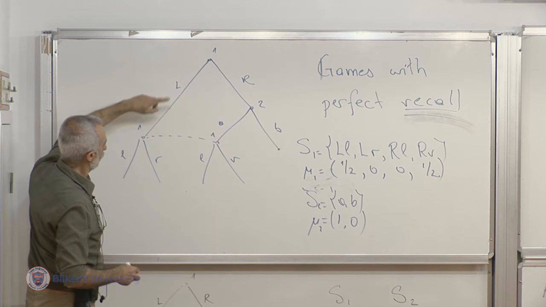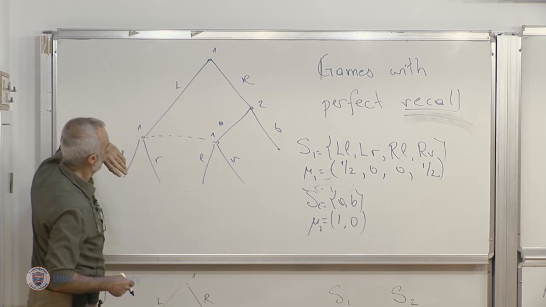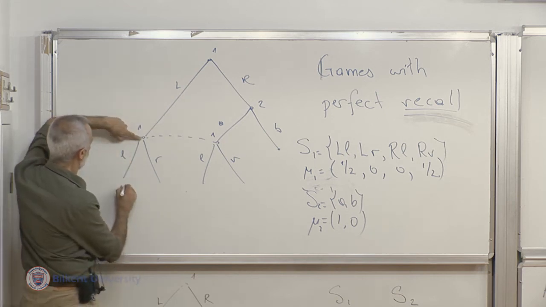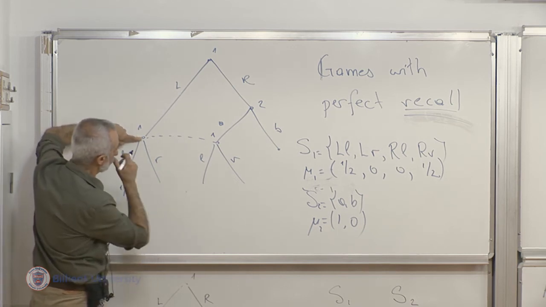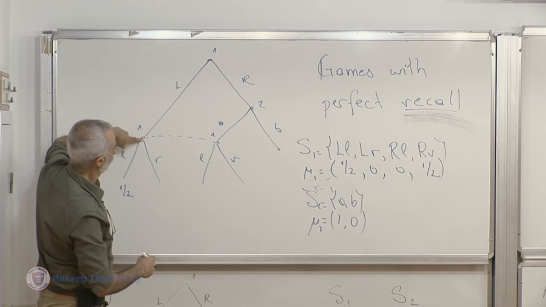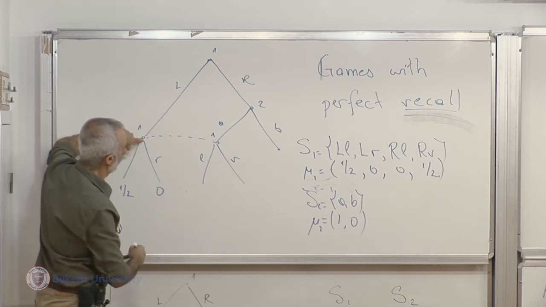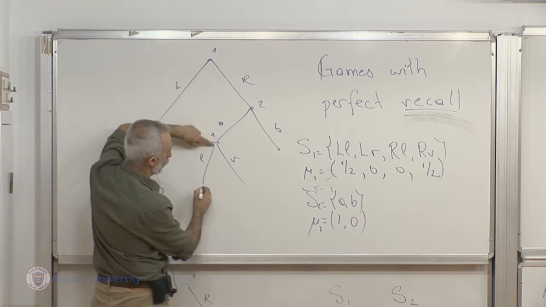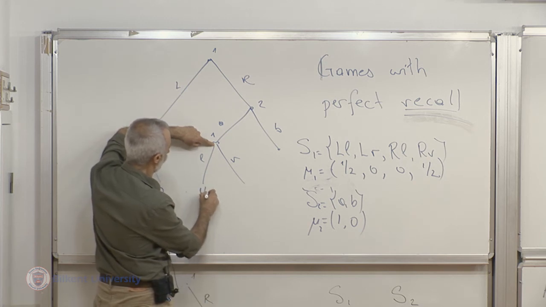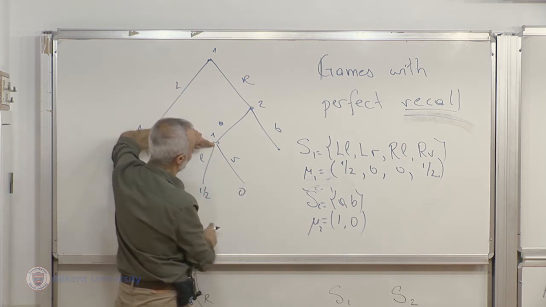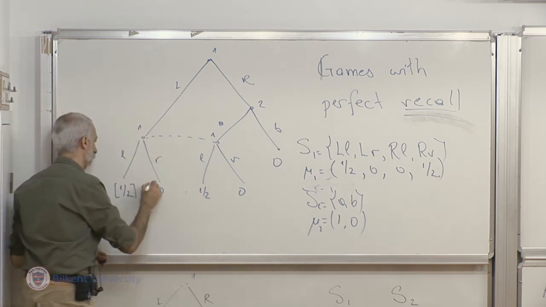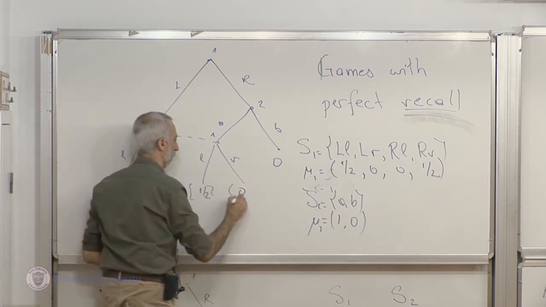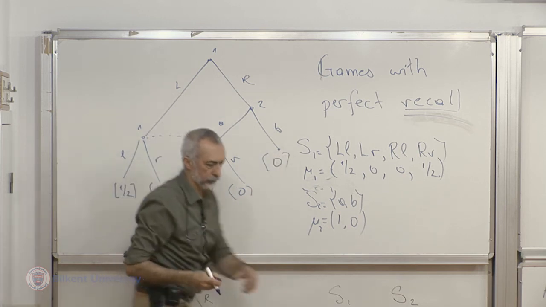So if that's what is used, what will happen? This outcome will be realized with probability 1/2. This one with probability 0. This one with probability 1/2. This one with 0. This one with 0. So those are probabilities. Right?